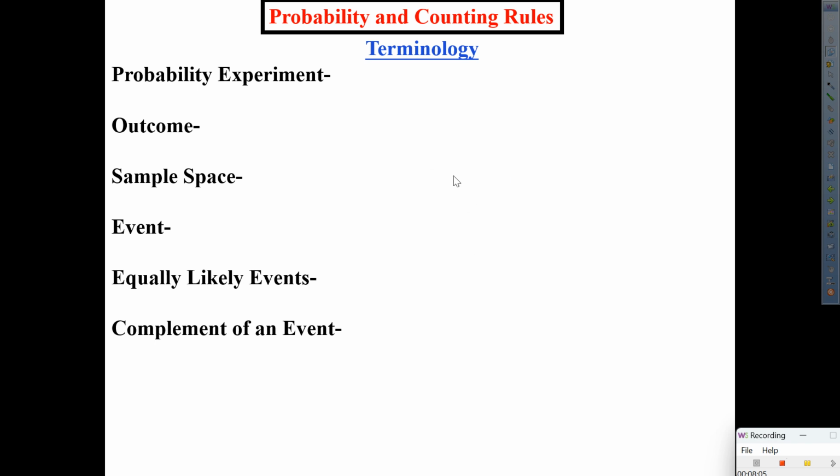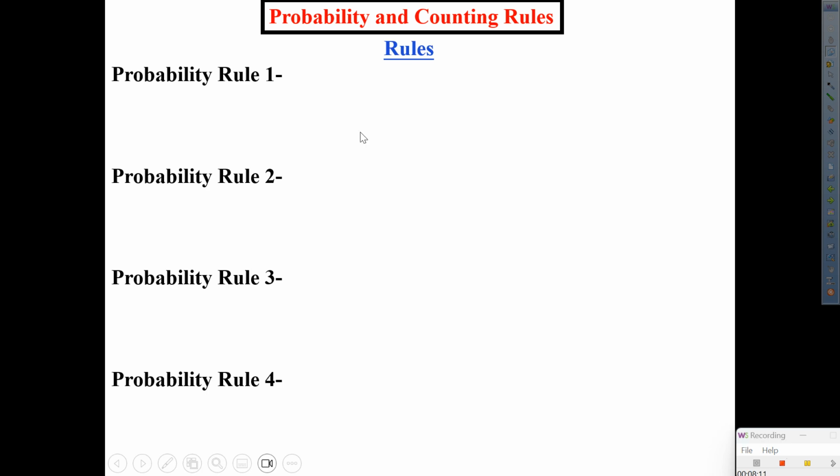Also, after that, you're going to write rules. Probability rule number 1, skip 2 lines. Probability rule number 2, skip 2 lines. And probability rule number 3, skip 2 lines. Probability rule number 4, skip 2 lines. Okay? So, I'll give you some time to write those down.